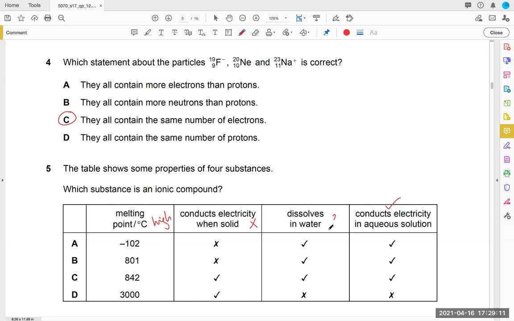Because dissolves in water is always a questionable thing, depending on what salt you have. So this is going to be B, because it has a high melting point, does not conduct as a solid, and does conduct as an aqueous solution.